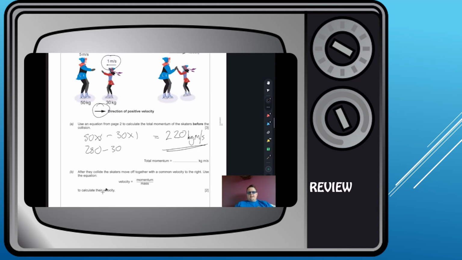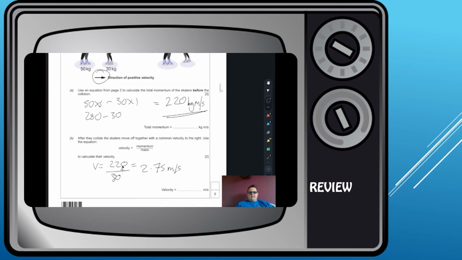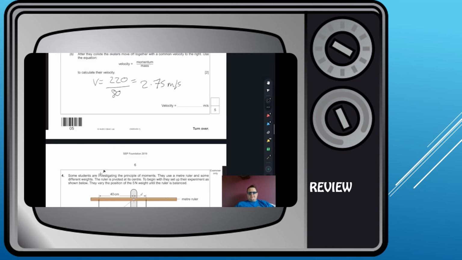After they collide, they come together with a common velocity to the right. Use the equation. So that's going to be 220 divided by their combined masses, which is 80, to give us 2.75 meters per second. Yeah, their masses have come together, so we have to add them up.